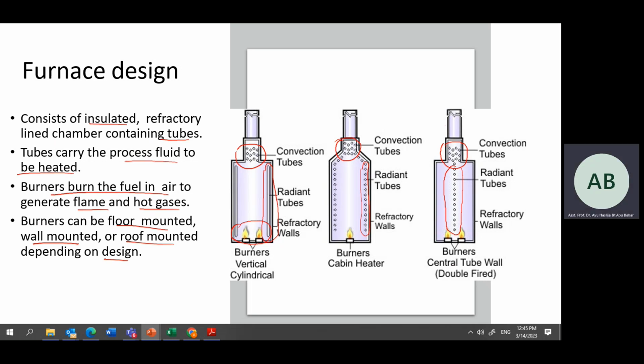This type of furnace has double fire, which means the radiant tube is in between the burners. For example, in a boiler, the tube is in between the burners. For this other type of furnace, the tubes of the boiler are arranged horizontally, and later on you will see the design of boilers as well.